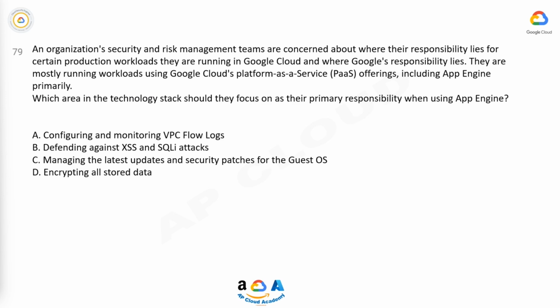79. An organization's security and risk management teams are concerned about where their responsibility lies for certain production workloads they are running in Google Cloud and where Google's responsibility lies. They are mostly running workloads using Google Cloud's Platform as a Service, PaaS, offerings, including App Engine primarily. Which area in the technology stack should they focus on as their primary responsibility when using App Engine?